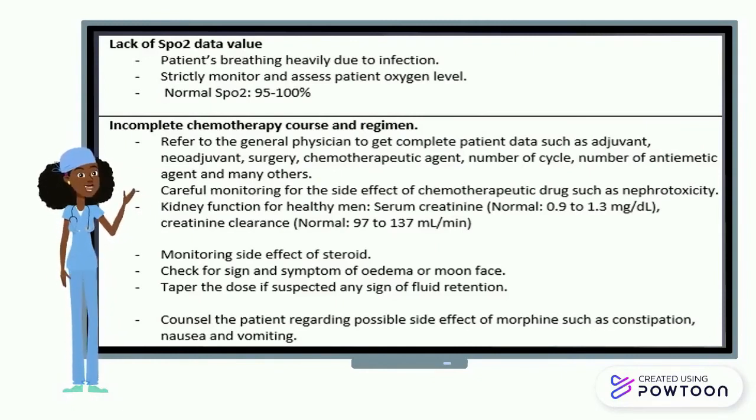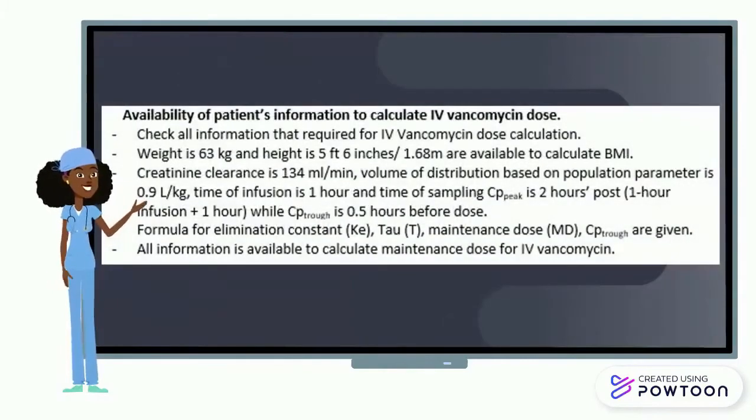We also need to inform the patient regarding possible side effects of morphine, such as constipation, nausea, and vomiting, if he has not been acknowledged yet. Regarding the availability of the patient's information, use all the information given to calculate the dose.